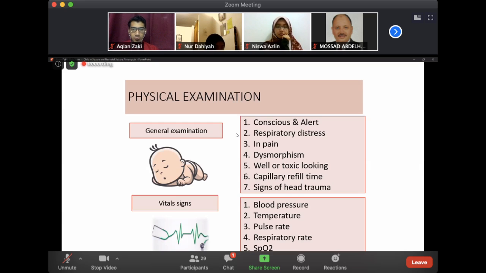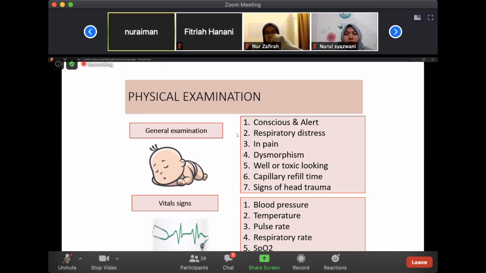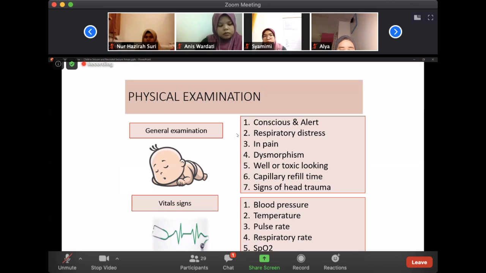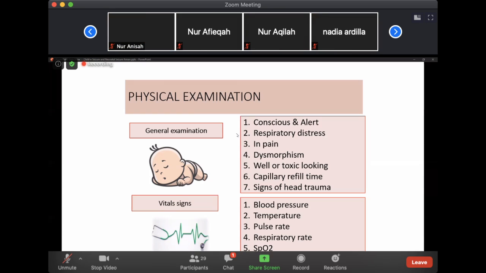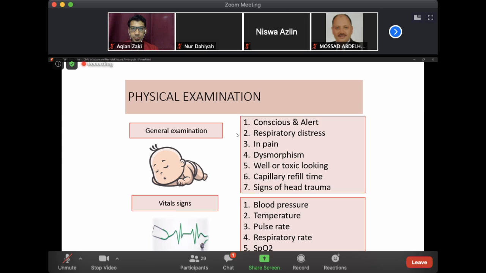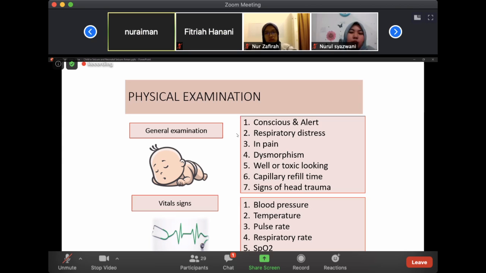Then we proceed to physical examination. For general examination, look if the patient is conscious and alert, look for respiratory distress, and whether the patient is in pain, because during the seizure anything can happen, maybe the patient is injured, or maybe the pain is due to an underlying cause. Look also for dysmorphism in the patient, because again, when we want to look for the cause of the seizure, maybe the child has a syndrome that we don't know.